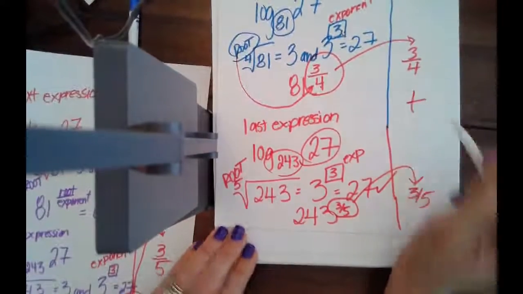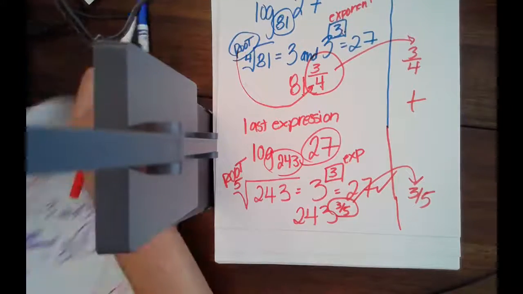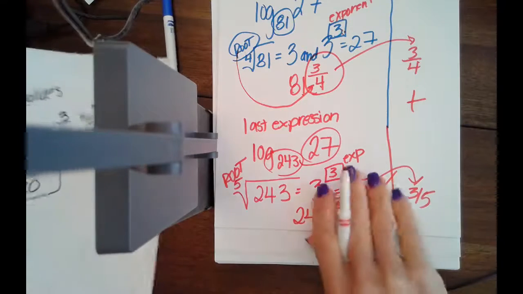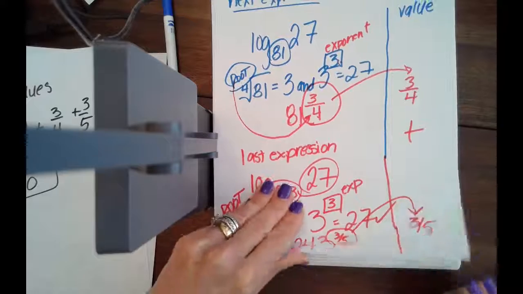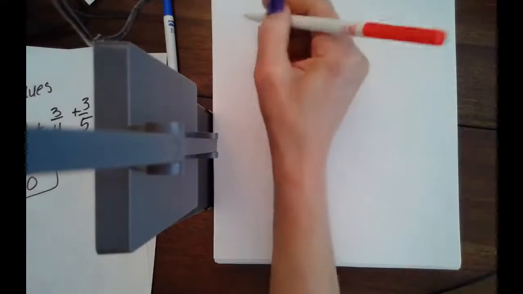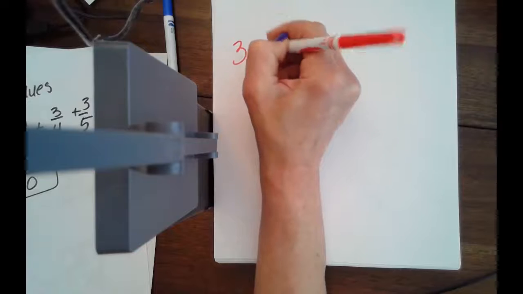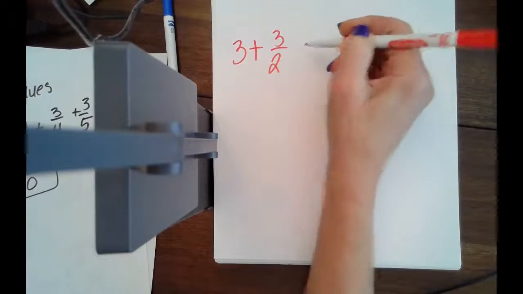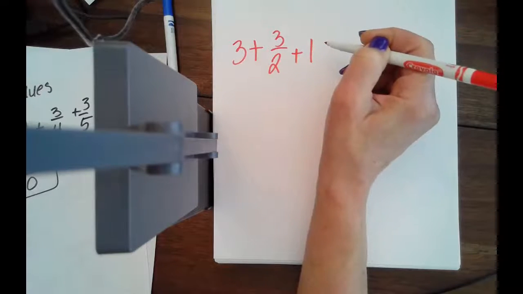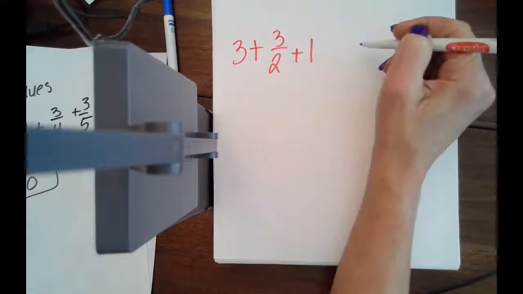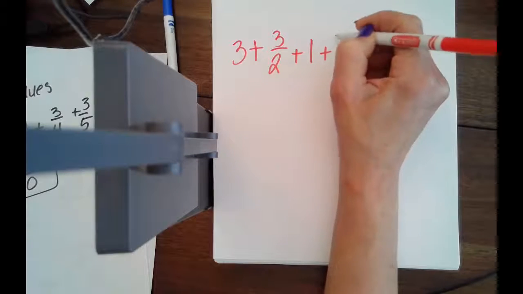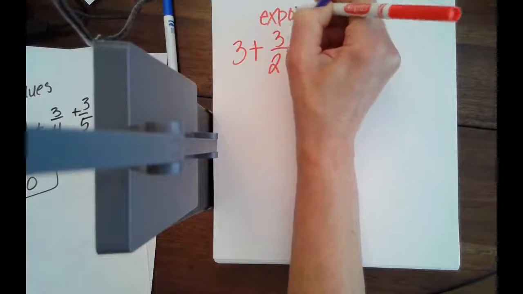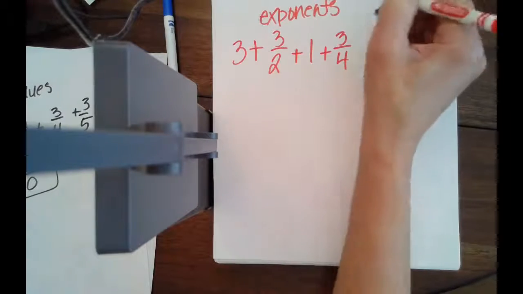So now we're going to add all of them from start to finish. Okay, and I'm just going to make a sentence. All right, so it's going to look like this. Our first expression gave us a value of 3. Our second expression gave us a value, a rational exponent, of 3 over 2. Our third expression gave us a value of 1. It was 27 to the 1st power equals 27. Then we figured out that we had a rational exponent here. Remember, these are all the exponents to which we raised our base.